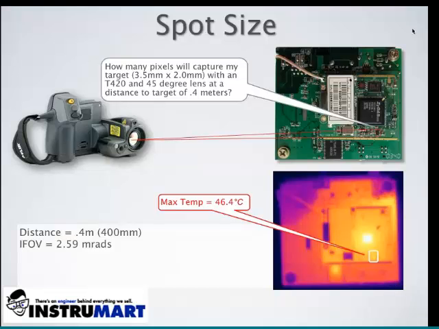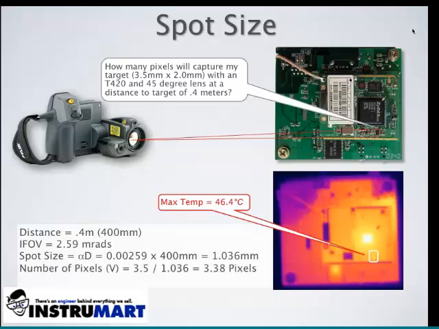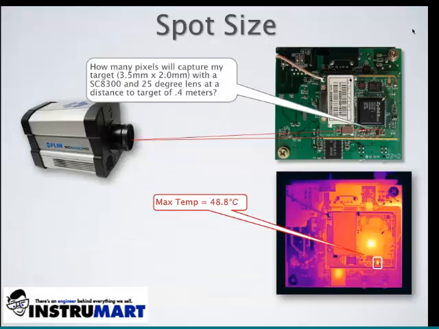My IFOV, though, changes. It becomes 2.59 in this instance. So my spot size now is smaller. It's 1.0 millimeters. So my spot size now with this camera and lens configuration is much smaller. And let's display the number of pixels. Oops, sorry about that.